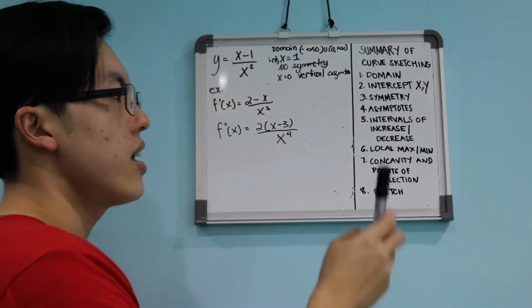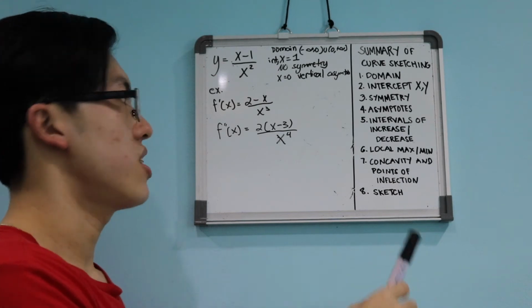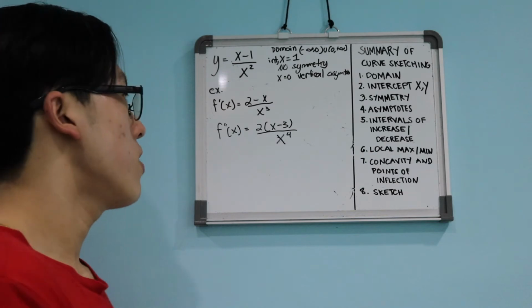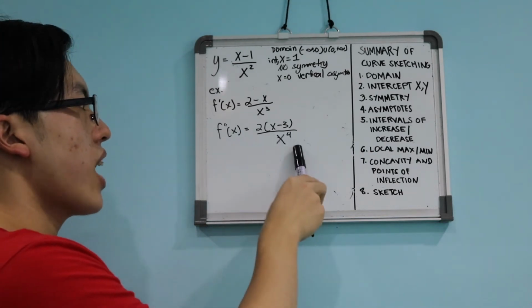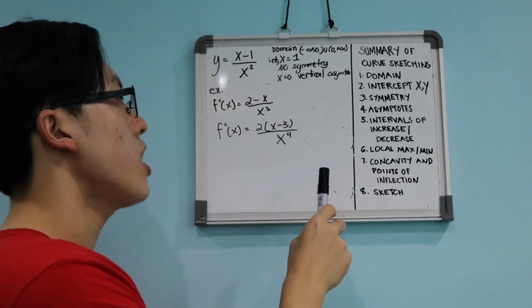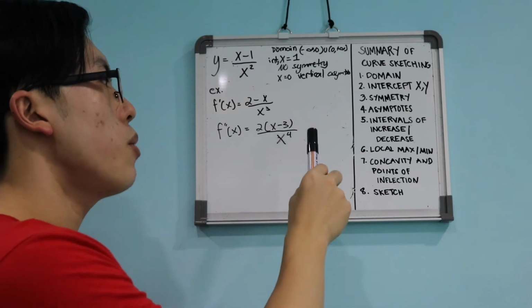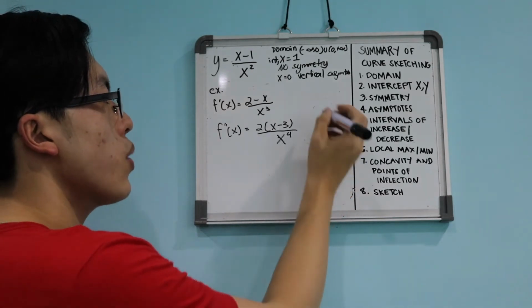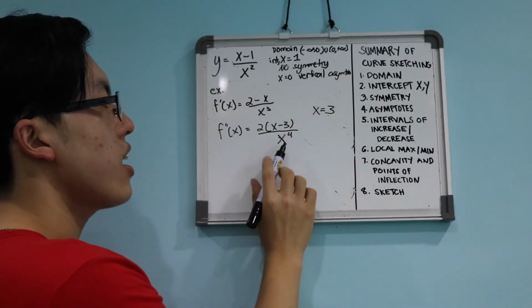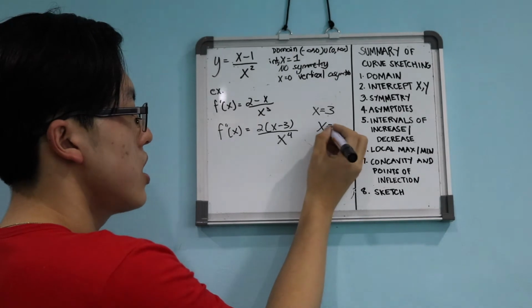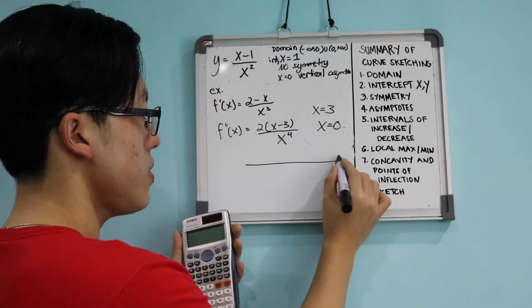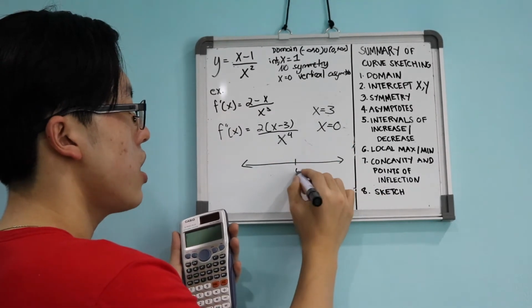Next is getting the concavity and points of inflection. In getting concavity and points of inflection, you need to get the second derivative. And here you get the second derivative, and what you need to do is equate the numerator and denominator equal to 0. So in the numerator, what makes the numerator equal to 0 is positive 3, and in the denominator it is 0. So you're going to make a sign chart and put the values 0 and 3.